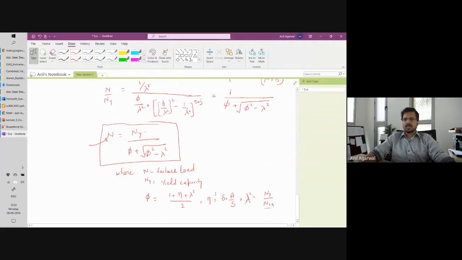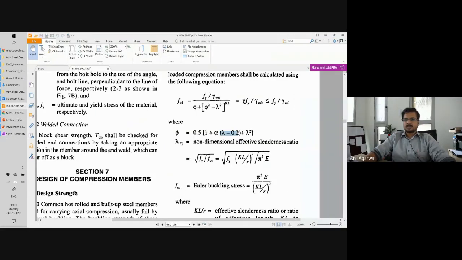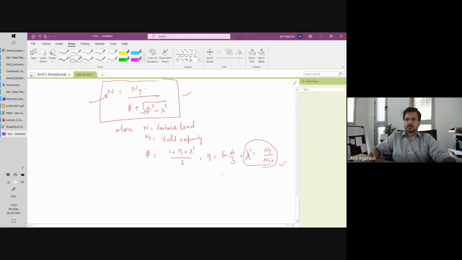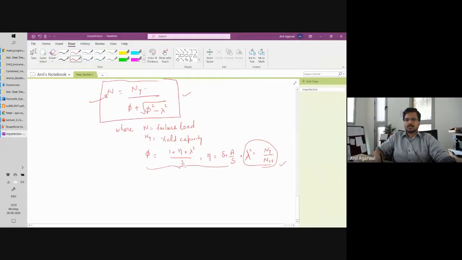So the Indian code is using this equation exactly as it is. How do we know? Lambda is equal to square root of Fy by Fcc, so lambda is also used as it is. When it comes to these two equations, the Indian code also uses a similar equation for phi, because we have 1 plus lambda square plus eta by 2. They also have 1 plus lambda square plus something divided by 2. So phi is also the same.